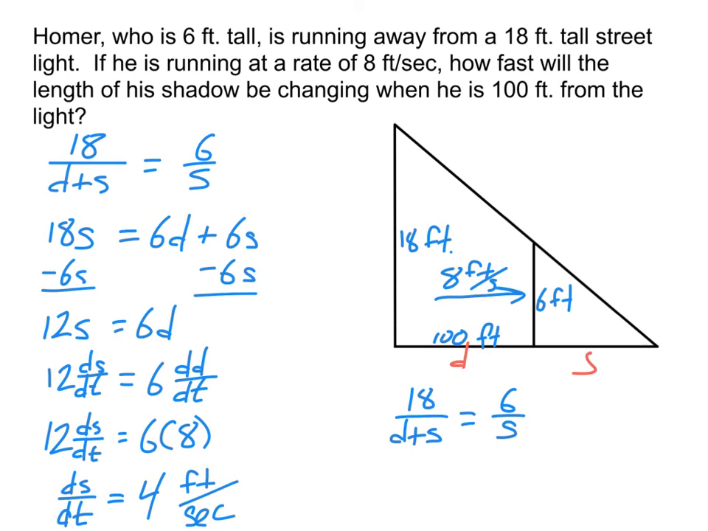Now, for those of you who just like an extra little bump in your thinking on this and would like something to kind of ponder over time, you notice that in all of this work we did over here, the 100 never came into it. So the rate at which the shadow was changing would be the same regardless of how far away from the lamp you were. Something to ponder about why that might be.